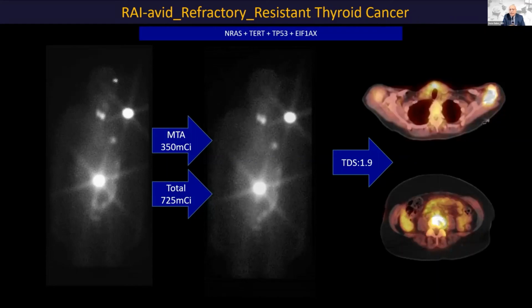At the end, as of last month, she still has significant disease, as if she did not receive any treatment, except for the skull lesion that disappeared. And all lesions are also FDG positive with a reasonable TDS score. So this is a heavily treated patient, radioactive iodine avid, but refractory. The question is, is this an intrinsic resistance issue in terms of radiobiology? These are the things I'd like to open for discussion.